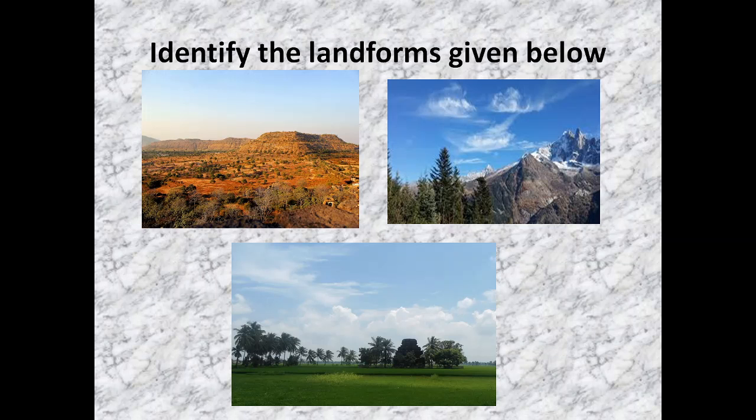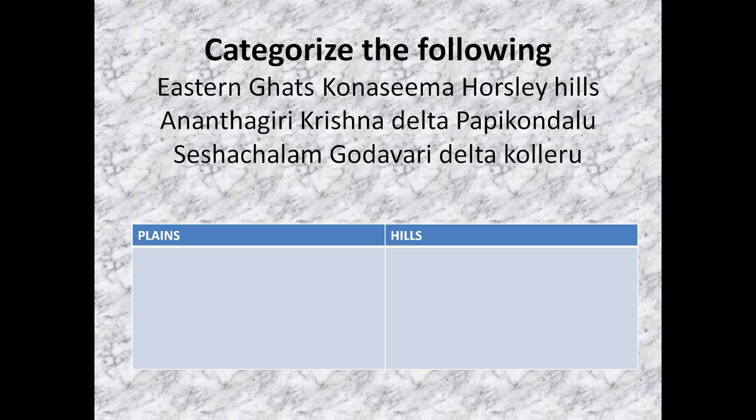They will also come to a conclusion that all the different landforms will be available in the given districts of Andhra Pradesh. And then we will also show them some pictures to recollect the landforms that they have already known, like delta, hills and plains. And then we will give some landforms of Andhra Pradesh, and we can ask them to categorize them into plains and hills. They will consult anybody and categorize them under plains and hills: Eastern Ghats, Konaseema, Horsley Hills, Ananthagiri, Krishna Delta, Papikondalu, Seshachalam, Godavari Delta and Kolleru.